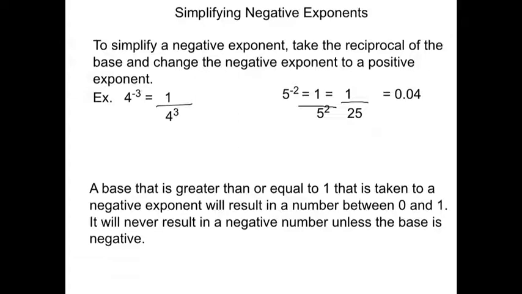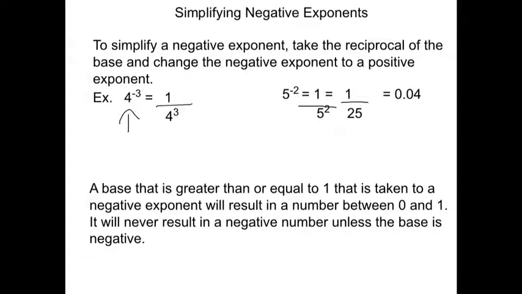So to simplify an expression with a negative exponent, you're going to take the reciprocal of the base. So you're going to look to see what the base is. You're going to take the reciprocal of that base. So the reciprocal of 4 would be 1/4. And once you take the reciprocal, you are then allowed to change the negative exponent to a positive exponent.